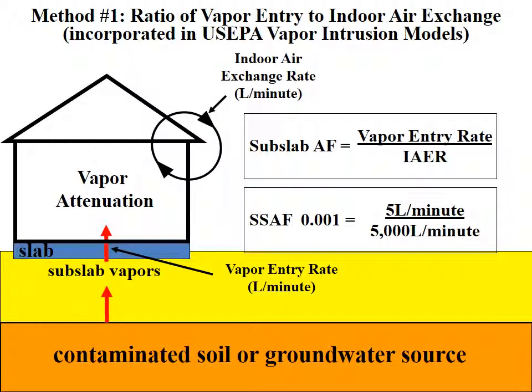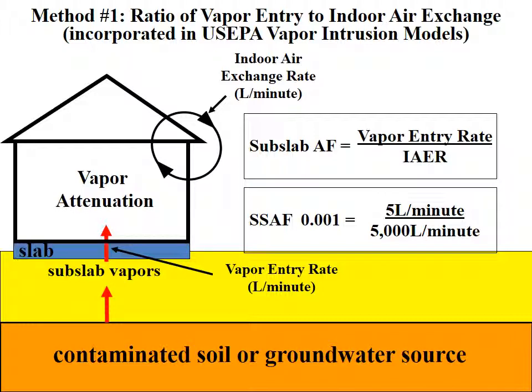So really we're back to method 1. This is the original method incorporated in USEPA's vapor intrusion models and still used today. Under method 1, the subslab attenuation factor is calculated as an estimate of the vapor entry rate into the building divided by the indoor air exchange rate for that building. So for example, if we assume a vapor entry rate of 5 liters per minute, which is the default most commonly used now, and an indoor air exchange rate of 5,000 liters per minute, both for a 100 square meter building, this would generate a subslab attenuation factor of 0.001, or a 1,000-fold attenuation.